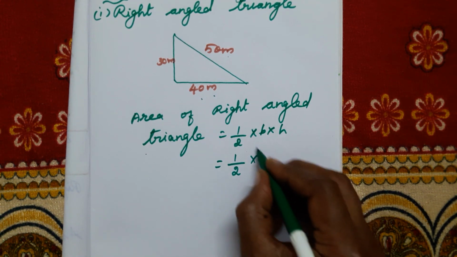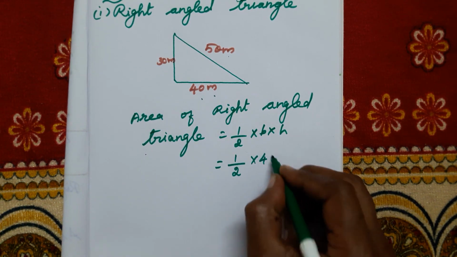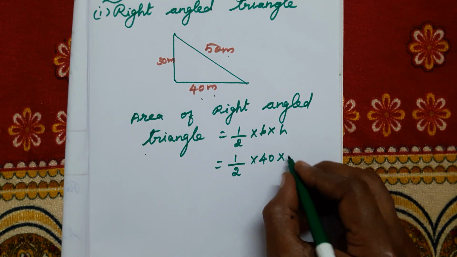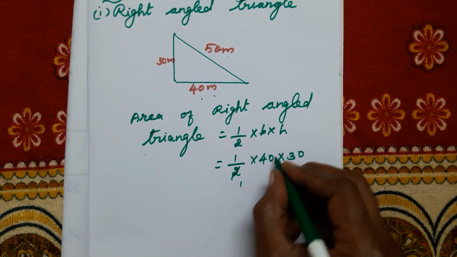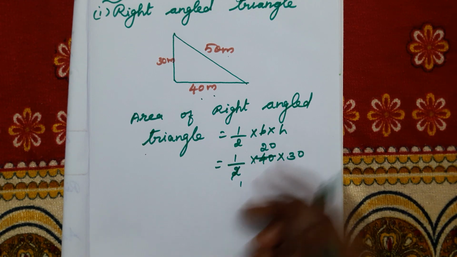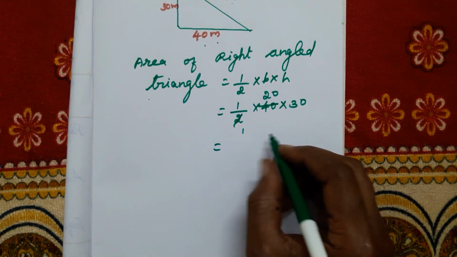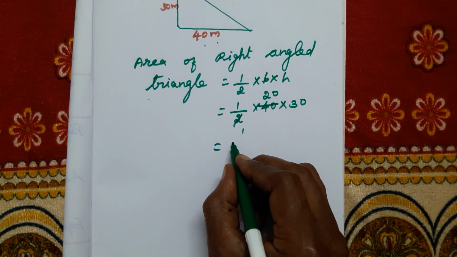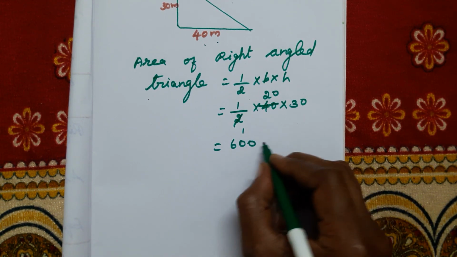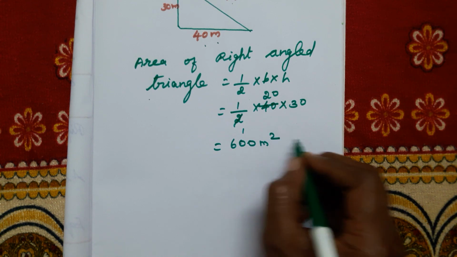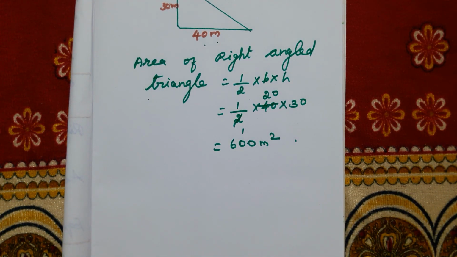Half into base in place 40, height in place 30. Half of 40 is 20. When we are multiplying 20 into 30, 3 2s are 6, 0, 0. 600 meters square. Area of the right triangle is 600 meters square.